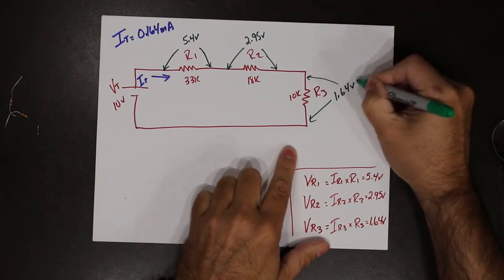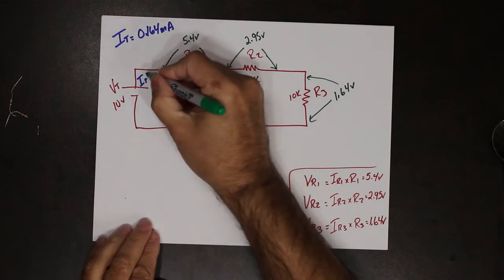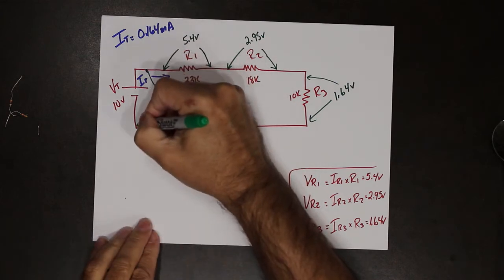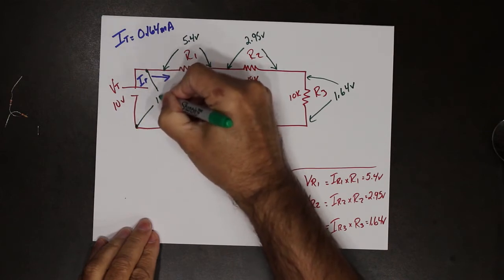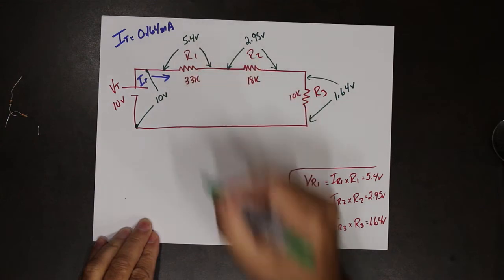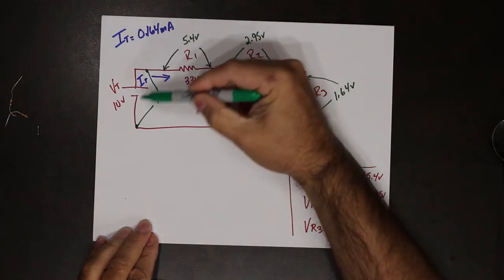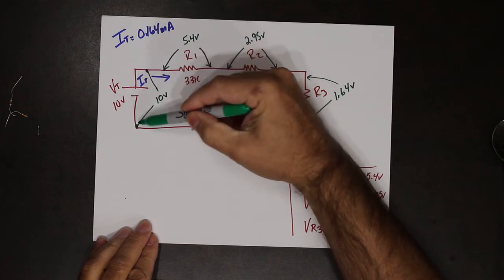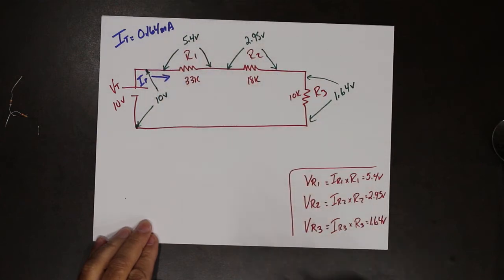1.64 volts. Now, what is the value of voltage from here to here? That would be our 10 volts. So the drop from this point to this point, or the difference in potential from this point to this point, is 10 volts, right across the supply.